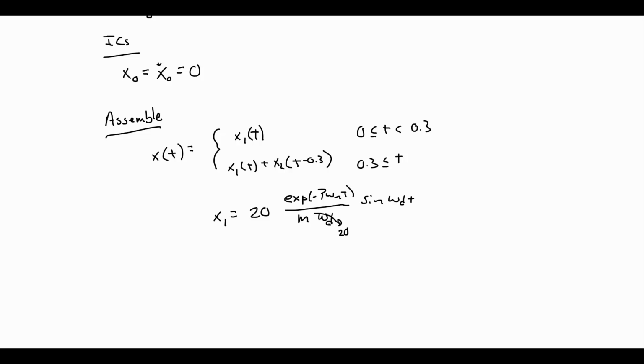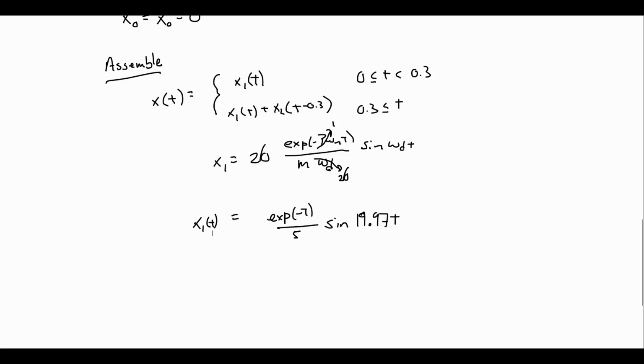Our zeta is 1 over 20. Our omega n is 20, so that's going to go to 1. So this is going to be, that 20 cancels with that. We are going to have e to the negative t over 5 times sine of 19.97 t as our solution for x1 of t. Yeah, it's going to be a little bit different because the damped frequency was not quite 20, but this is good enough for the moment.